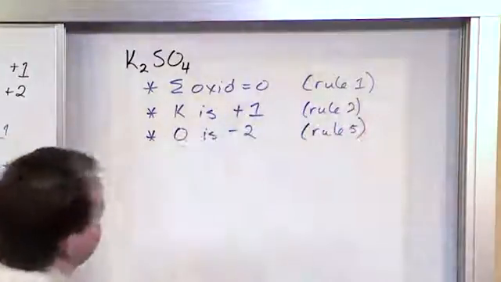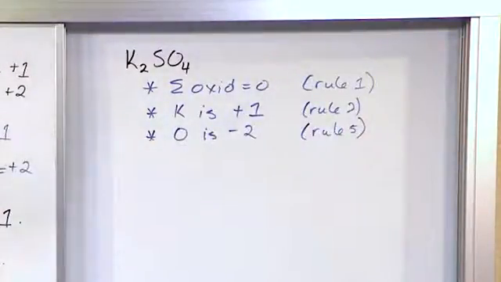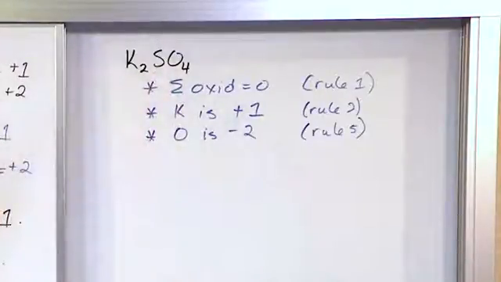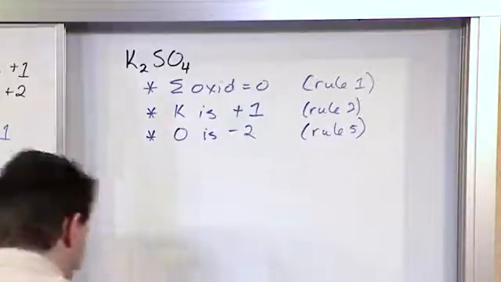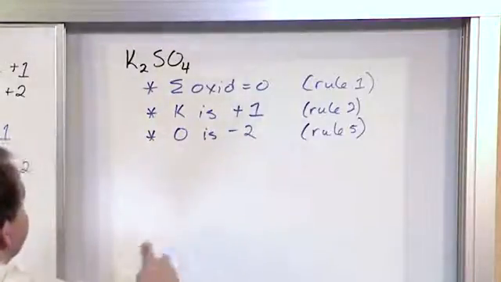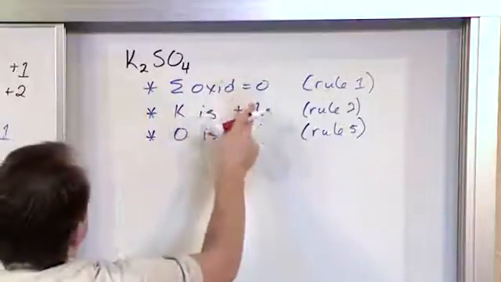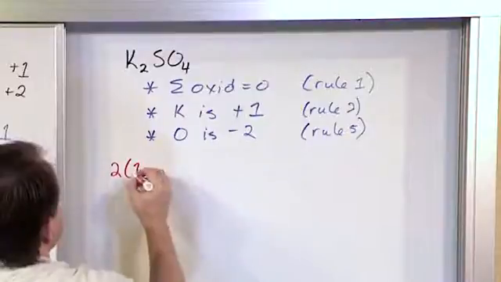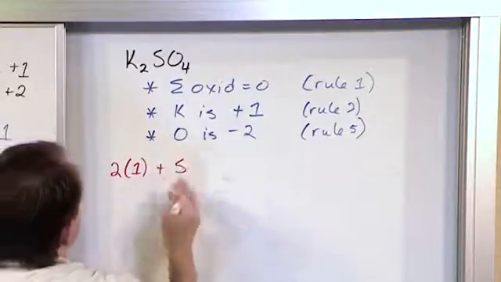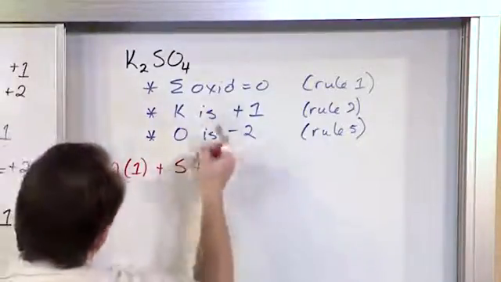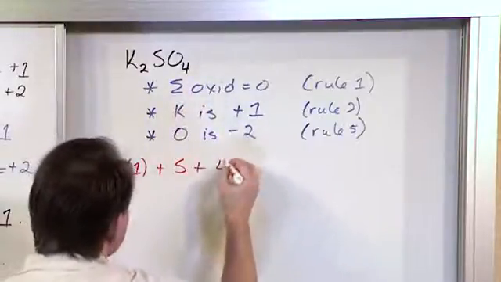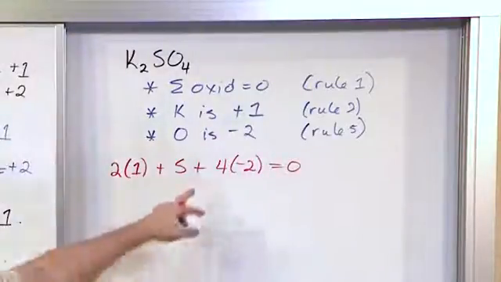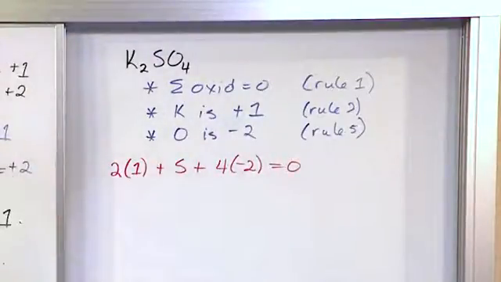Okay? And then I ask myself, do I have any rules, or do I have enough information on the board to find sulfur, which is the only thing that I have remaining? And the answer is yes, I do have everything I need because I can sum these guys up. So for potassium, it's +1 for the oxidation number, but there's 2 of them. So I say 2 times 1 plus the oxidation number of sulfur, which I don't know, plus the oxidation number of oxygen, but there's 4 of them. So I do it like this because I have 4 atoms of oxygen, each with a -2 oxidation number.